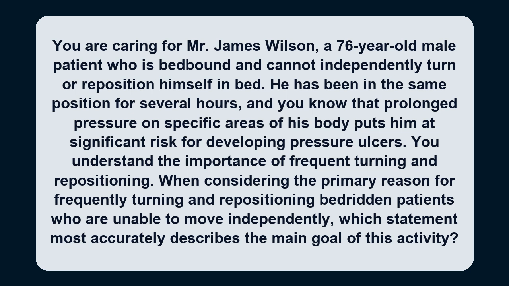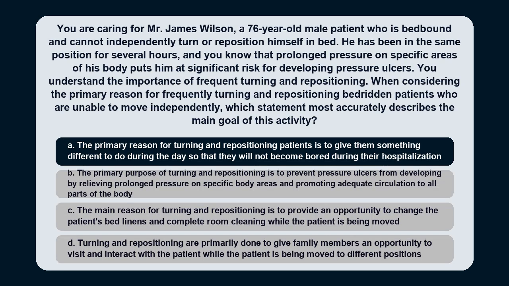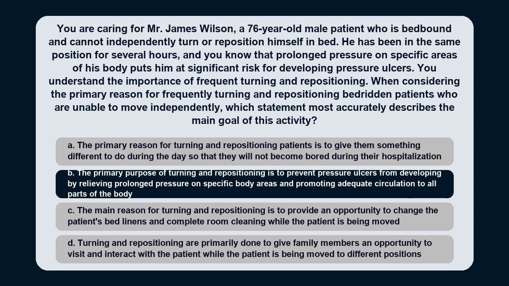When considering the primary reason for frequently turning and repositioning bedridden patients who are unable to move independently, which statement most accurately describes the main goal of this activity? Option A. The primary reason for turning and repositioning patients is to give them something different to do during the day so that they will not become bored during their hospitalization. Option B. The primary purpose of turning and repositioning is to prevent pressure ulcers from developing by relieving prolonged pressure on specific body areas and promoting adequate circulation to all parts of the body.